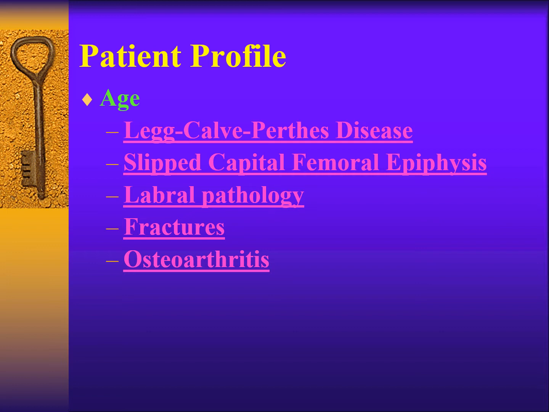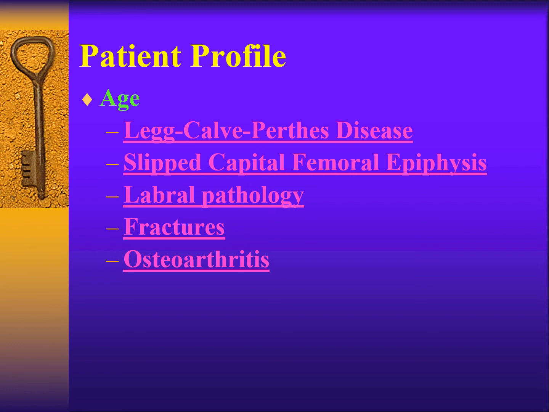With respect to patient history, we certainly want to pay particular attention to age, as age correlates well with different pathologies, especially at the hip. For example, Legg-Calvé-Perthes disease and slipped capital femoral epiphysis, we typically see these in children. Legg-Calvé-Perthes disease is a form of avascular necrosis or osteonecrosis that we see in children. And slipped capital femoral epiphysis is where the femoral head slides or slips relative to the femoral neck at the growth plate in children. Both of these, like I said, we typically see in adolescence.